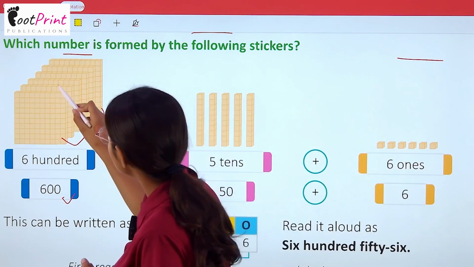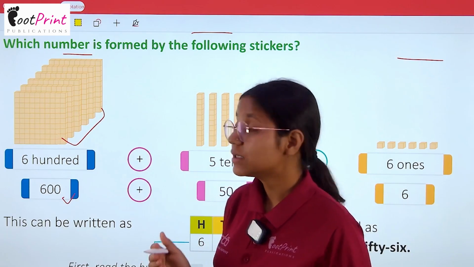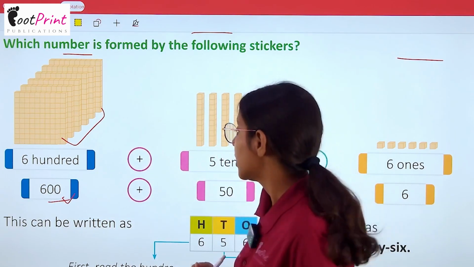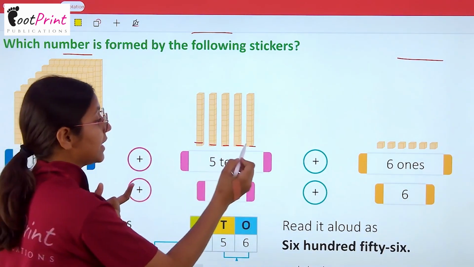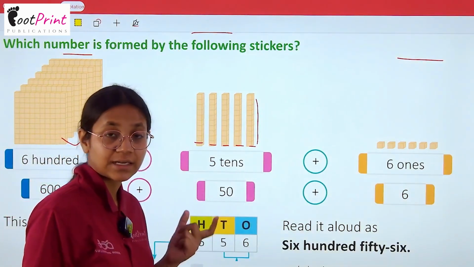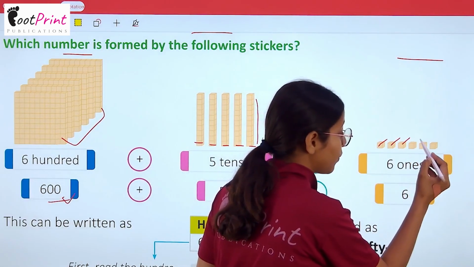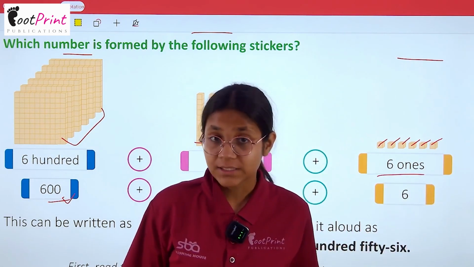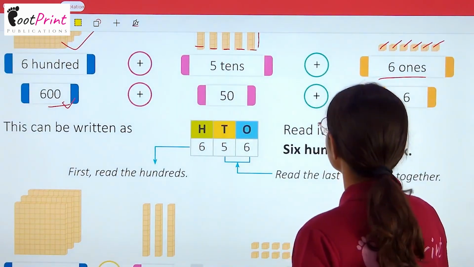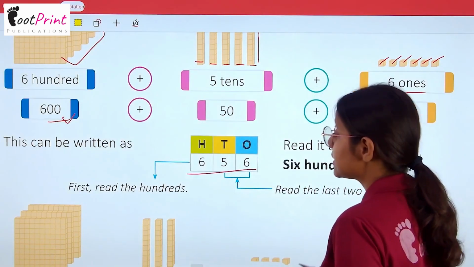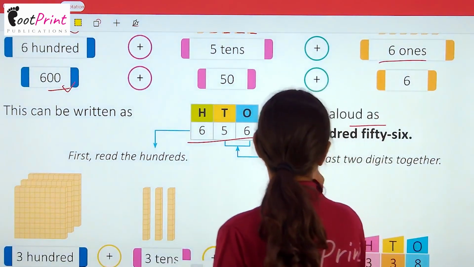These are 1, 2, 3, 4, 5, 6. 6 times 100. So, it's 600. It is written here 600. Now, 1, 2, 3, 4, 5. 5 times the tens block means 5 tens. That is 50. Now, adding 6 ones. 1, 2, 3, 4, 5, 6. These are the 6 ones, also known as 6. So, after adding them, we are getting 656. So, read it aloud as 656.